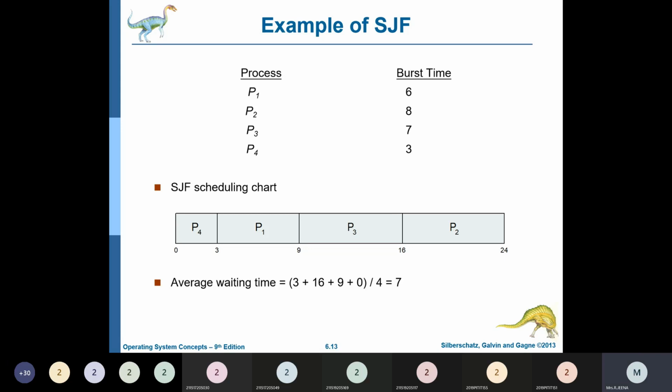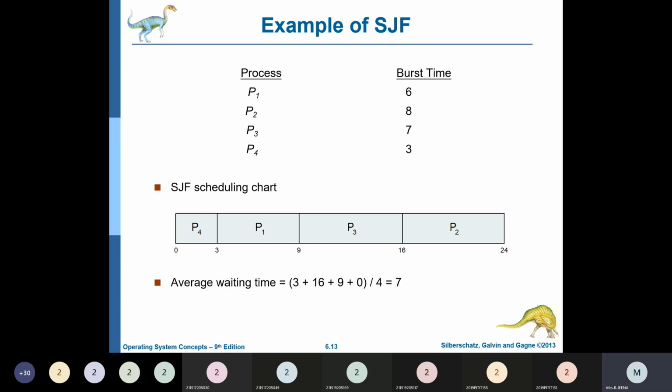Then for P4, there is no waiting time. It is 0. Why? Because it stands first in the queue. So it doesn't have any waiting time. So summing up all these 4 and dividing by 4, we get 7 milliseconds. Okay. So this is all about the SJF.